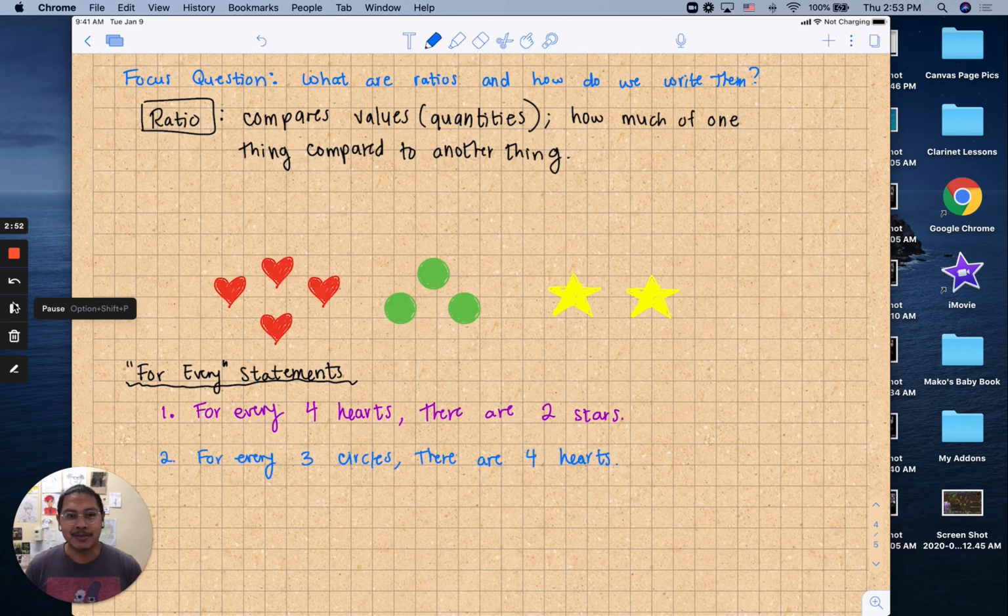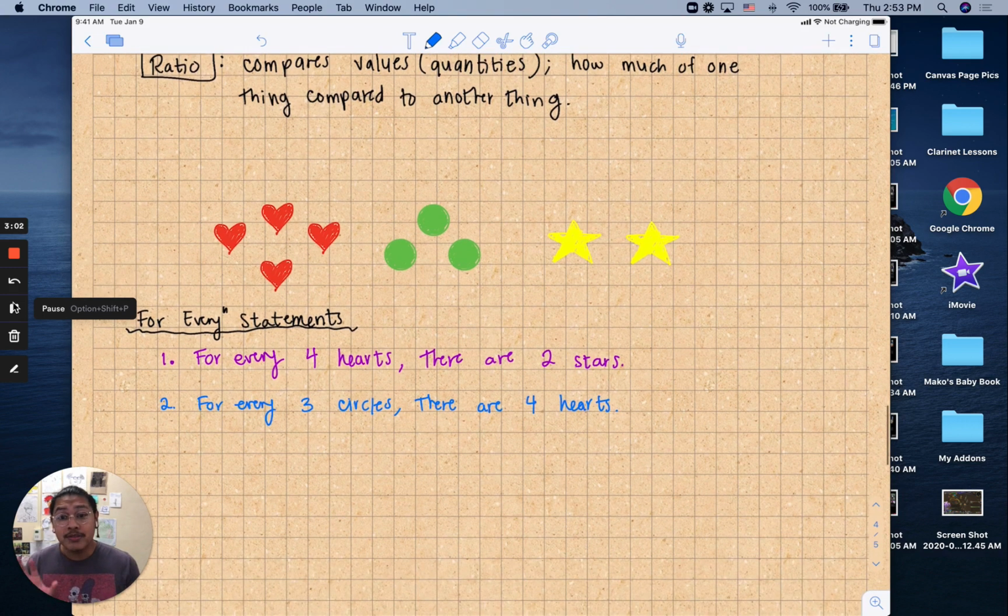Here's another for every statement that I wrote down. For every 3 circles, there are 4 hearts. Okay, I want you to write 1 more, please. We're going to write a total of 3. Yours could be very different from mine, and that's okay, so long as the statement is true. All right? So let's write 1 more. Pause the video, write 1 more. All right, and here's my last one. For every 2 stars, there are 3 circles. Now, obviously, there are more than 3 statements we could write. However, I think this is a good starting place. And like I said before, this is going to start our thinking about how we write ratios.